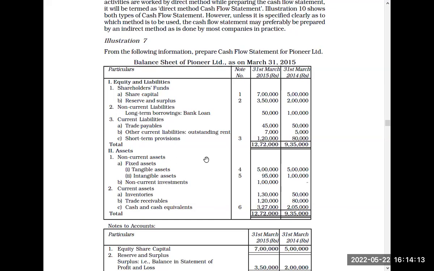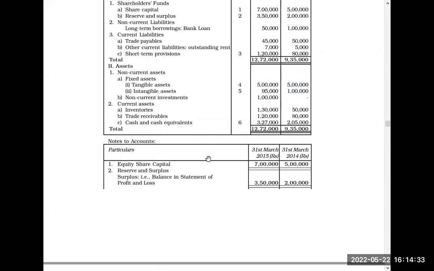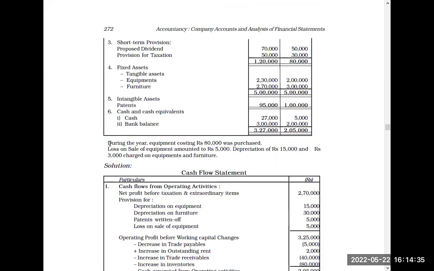Some liabilities are given. Capital is given. Current liabilities are there. Total asset, that is current asset and non-current assets are there. Then some more notes to accounts. Okay, notes to accounts are there. And some information, or in accounting language, adjustment, right? So this is what we call adjustment, some information about the company, the data. So from this, you have to prepare the cash flow statement, full-fledged statement.